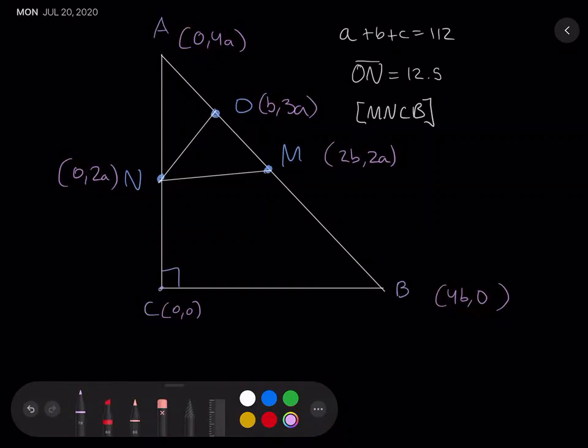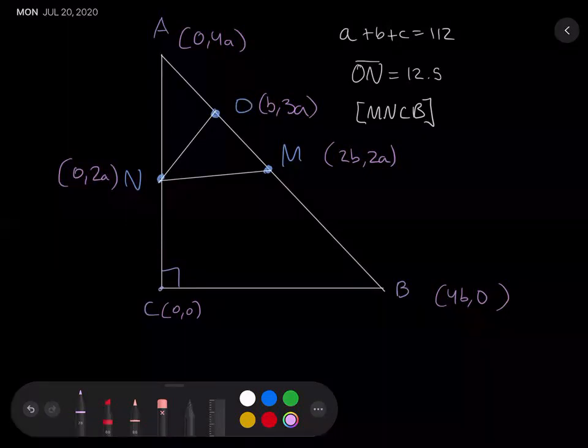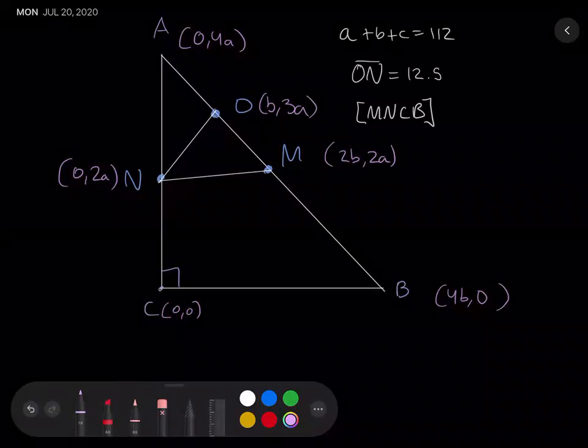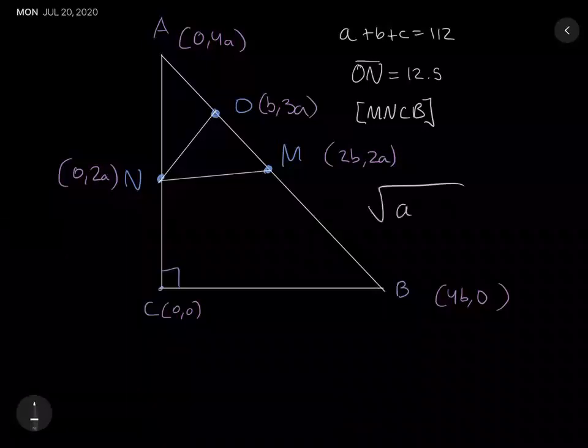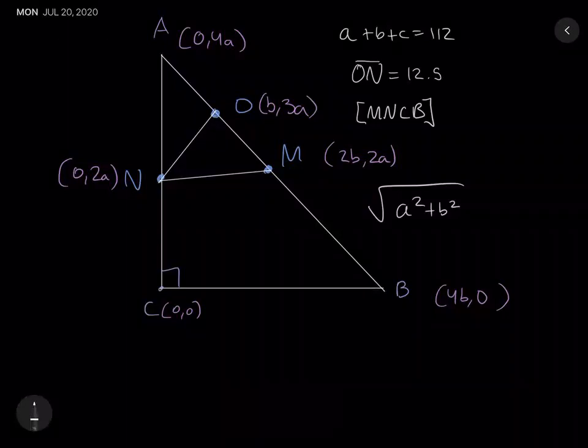So this is a lot easier now. The distance between N and O on the x-axis is b. The distance between N and O on the y-axis is a. So the distance between them will be the square root of a squared plus b squared. And we know this is equal to 12.5.